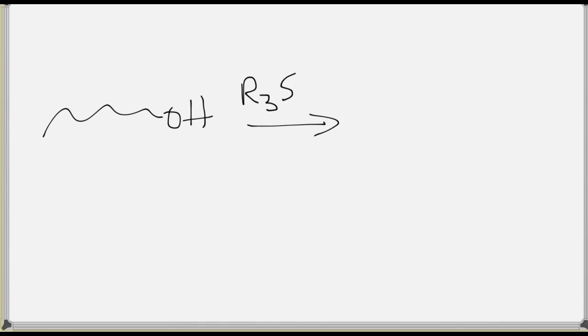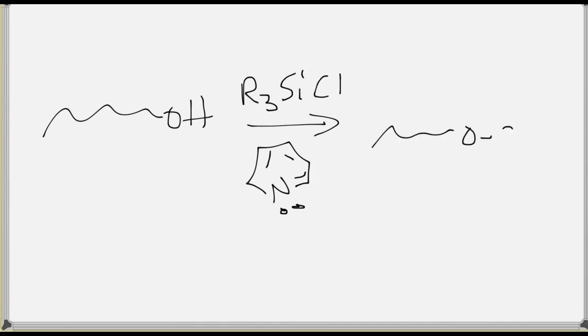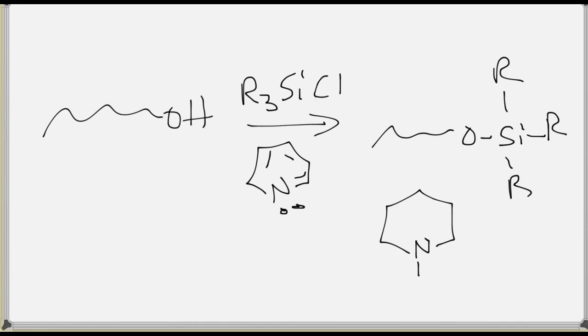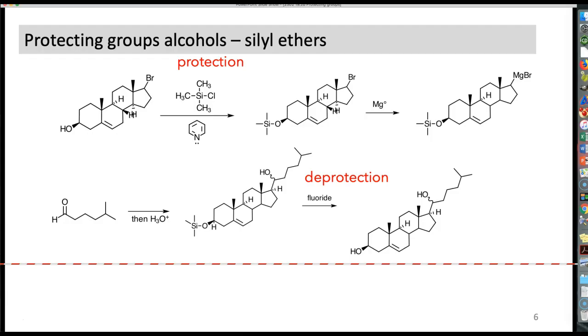The point is that, can't write and talk at the same time here. The point is that you end up with a protected alcohol and your protonated pyridine. All right, so that is a great way to protect alcohols, and all of these, it doesn't matter what the R group is, you'll use fluoride to deprotect.